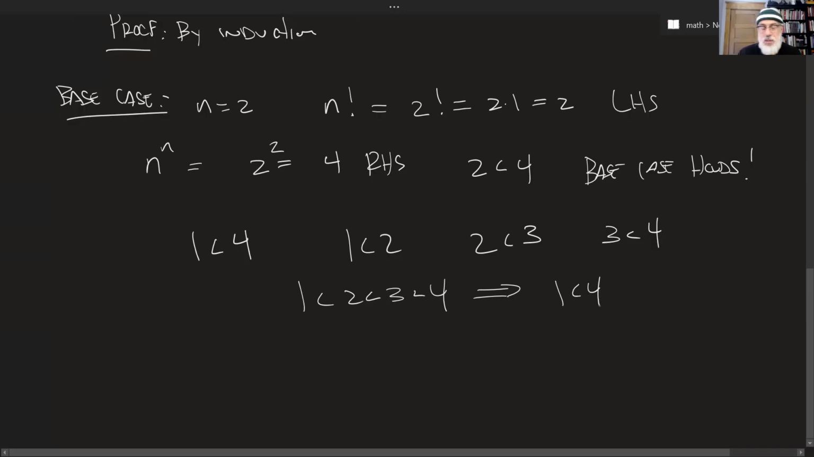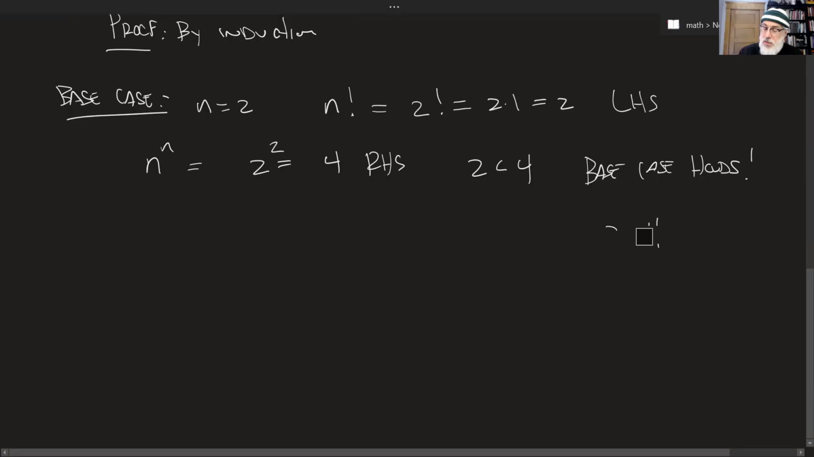And that leads us to this chain of inequalities, which by transitivity will lead us to 1 is less than 4. The idea here is the same. I'm going to be looking at either side of an inequality and try to build so that I could string them together and come to some conclusion.